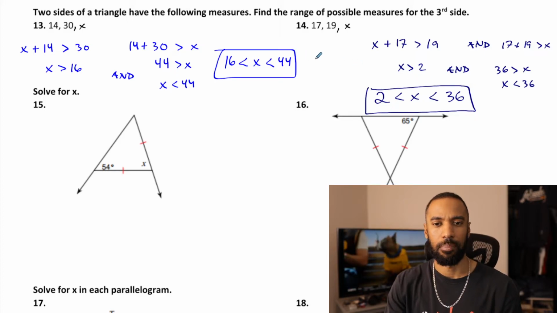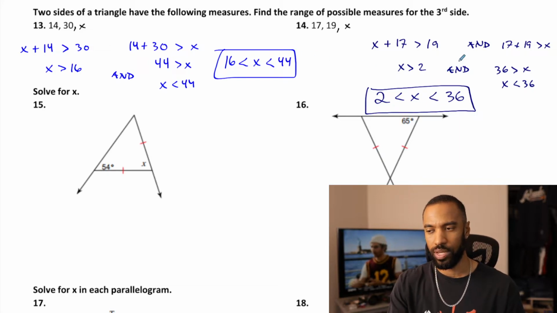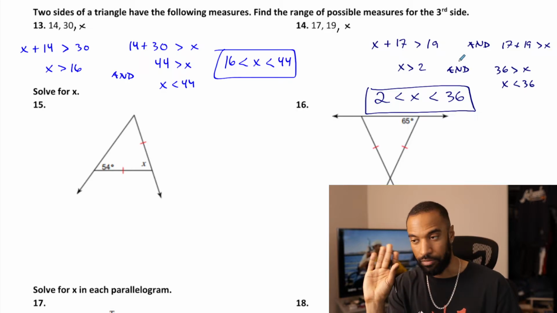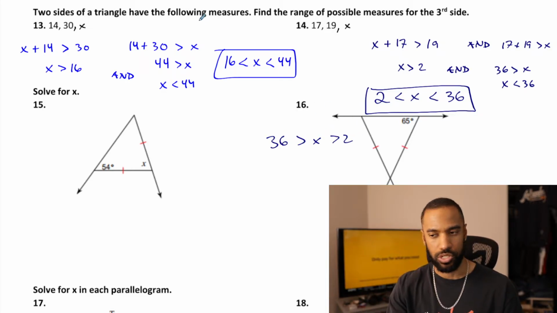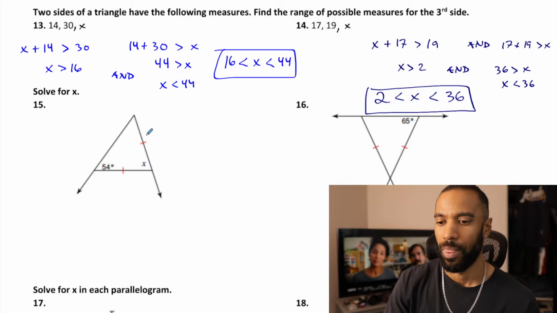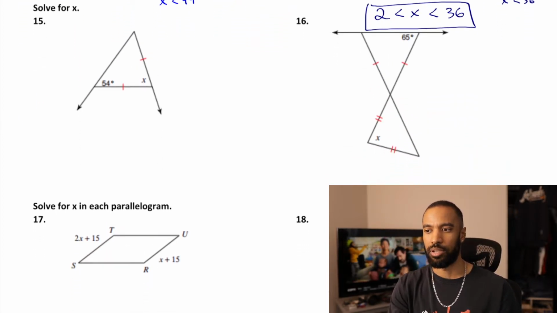By the way, as you write a compound inequality, please always write it from smallest to greatest, your variable in between. And never flip it over. Don't put 36 x 2. That's just not the syntax. That's not how we say things. X isn't between 36 and 2. It's between 2 and 36. And there you go.